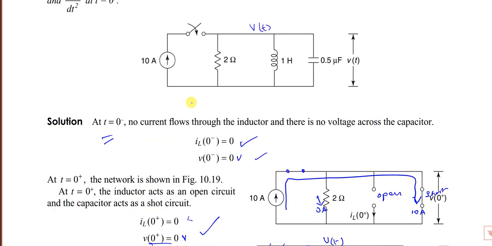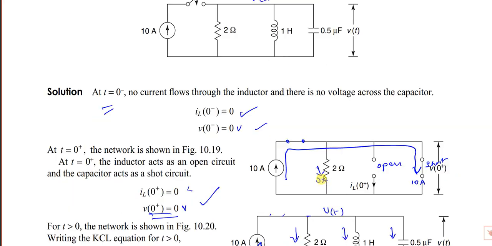So this is also an important problem. Don't make any mistake. Please see here, this concept is whenever you have a short circuit, all the current will go through the short circuit, no current is flowing through this. So V of 0 plus is 0. Just after switching, inductor acts as open, capacitor acts as short. This is also an important point.